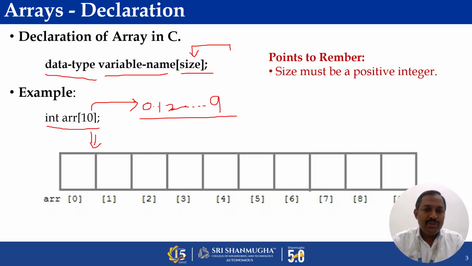ARR[0] is going to be the first element. Next, ARR[1] is the second element. ARR[2] is your third element. Next, fourth element, fifth element, sixth element, seventh element, eighth element, ninth element, 10th element. Totally 10 elements. These elements can be accessed with the help of the index.